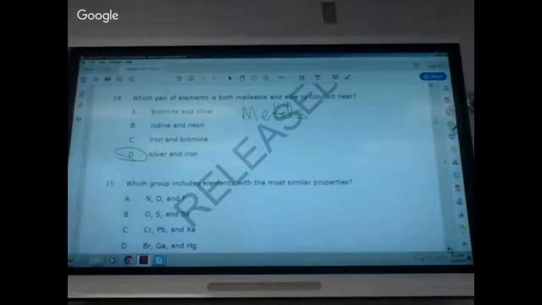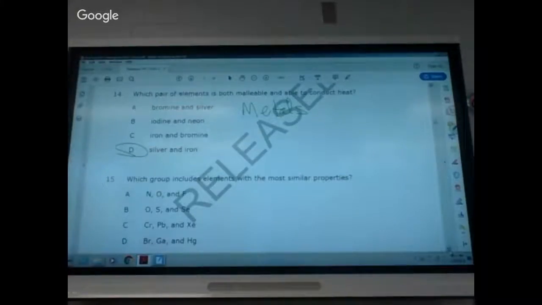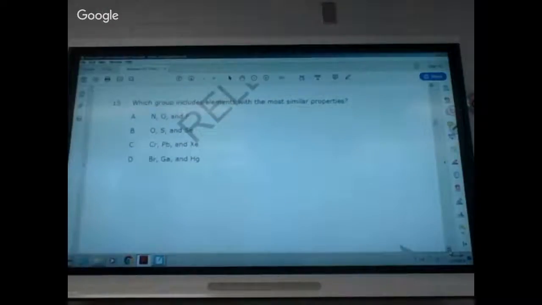D is it. They're the two metals. The others all have a non-metal in there somewhere. All right. Number 15. Who has the most similar properties? What do we look for?